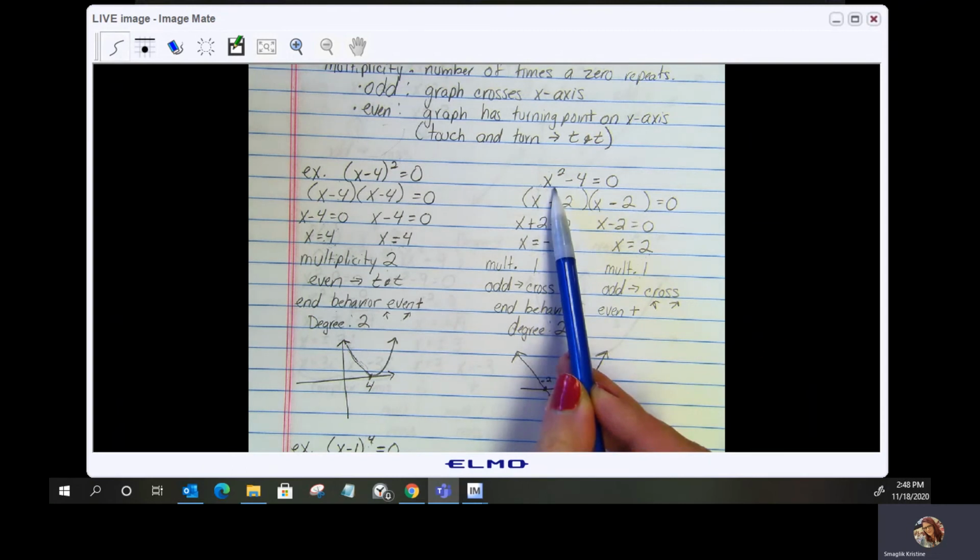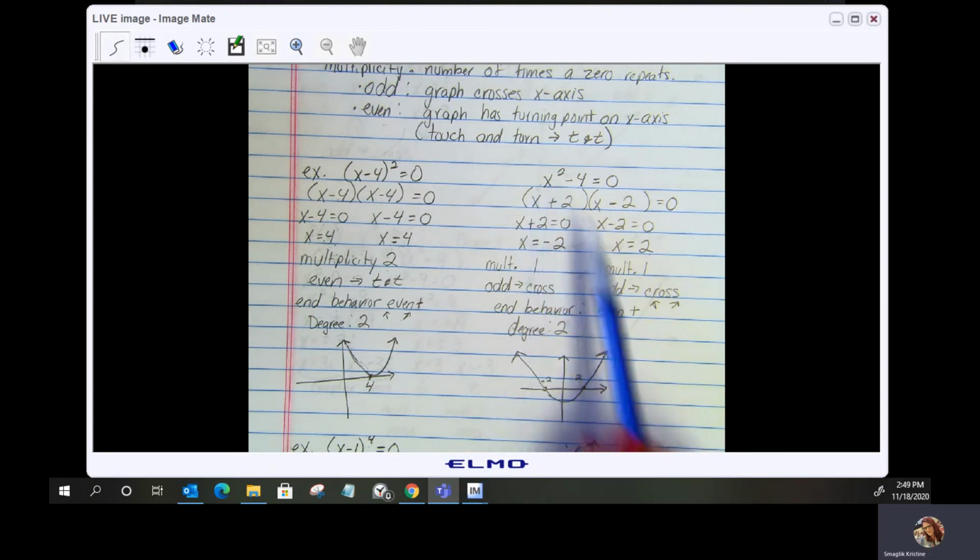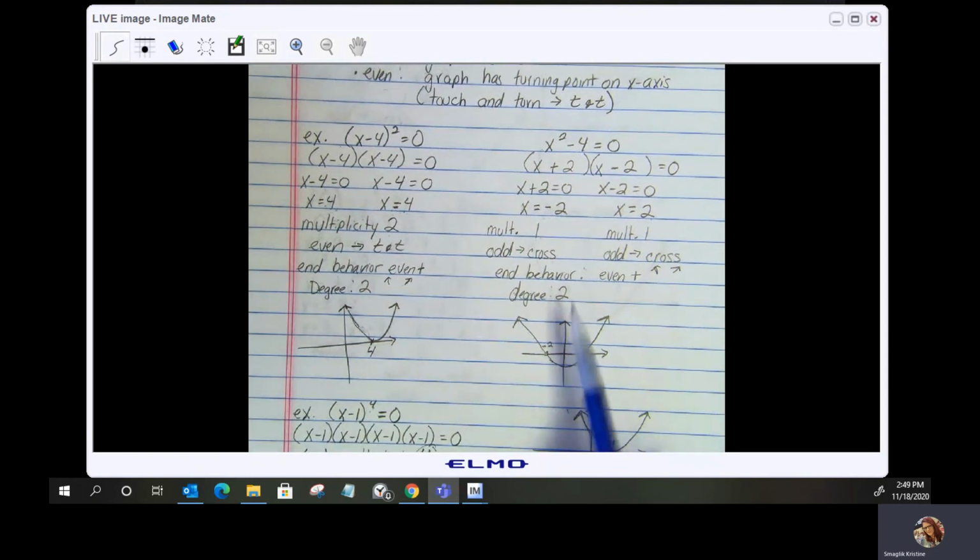My end behavior, just like with the first one we looked at, is going to be even positive, which means my end behavior is up and up. And so here it is. Now I have these two x-intercepts, and because I noticed that my multiplicity is 1, it's odd, my graph has to go through those x values. So it is crossing the x-axis and coming back up.